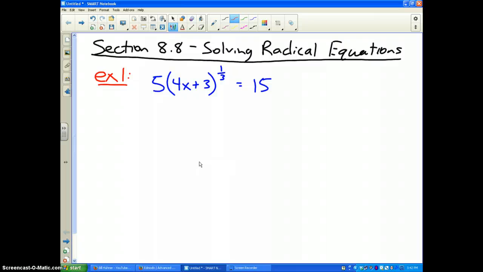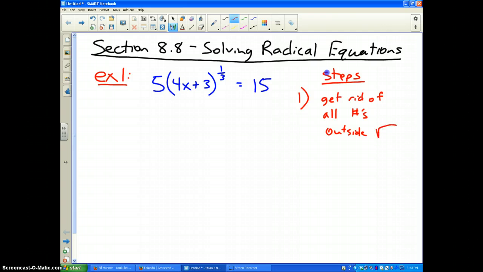Here's problem number 1. 5 times (4x plus 3) to the 1/3 power is equal to 15. Well, first steps, just like what we have been doing with log functions and exponentials. Step number 1, get rid of all numbers outside the root symbol. Well, I got one number that's outside the root symbol.